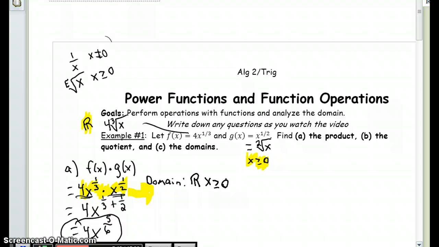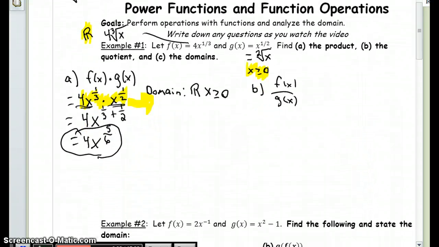All right, so for part B, it says find the quotient. Now, when we find the quotient, B right here is just going to be f of x divided by g of x. Now, remember a while ago I said we have to watch out for denominators. So now, what we do here in this problem is we create a situation we didn't have before. We really didn't have a denominator, and now we're going to. So let's go ahead and place f of x in the numerator. Again, I'm going to leave this 4x to the 1/3. And let's divide that by g of x, which is x to the half.